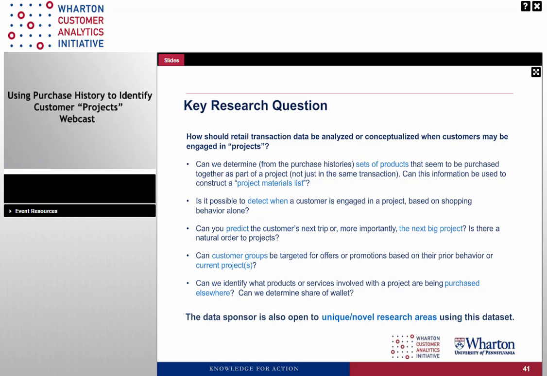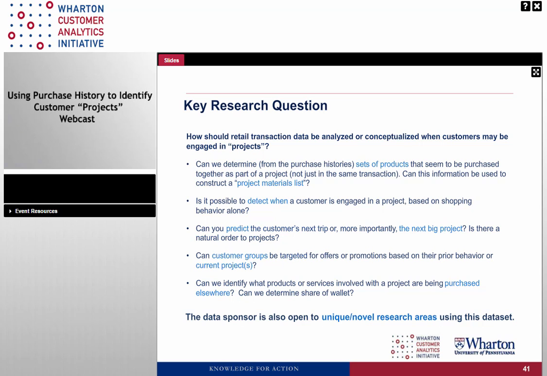So another question, similarly to the projects: does the project always have a timeline? For example, will the customers always purchase some items before others? And we don't know. I don't think we know.